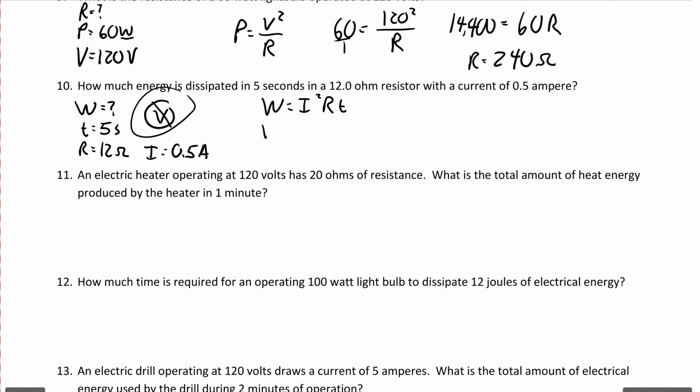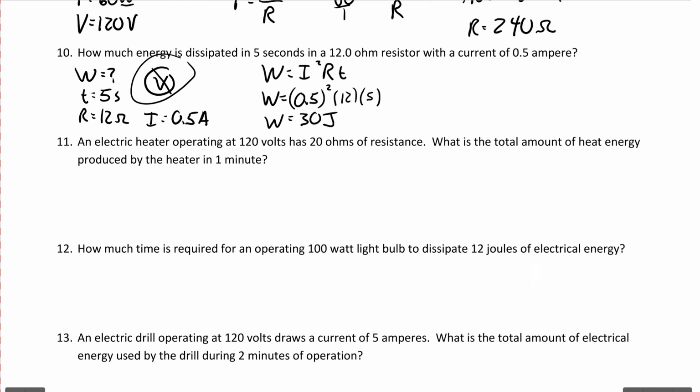And now we could plug in. We're looking for the energy. I is equal to 0.5. Don't forget to square it. The resistance is 12, and it's for 5 seconds. So how much electrical energy is that? That's going to be 30 joules of electric energy.